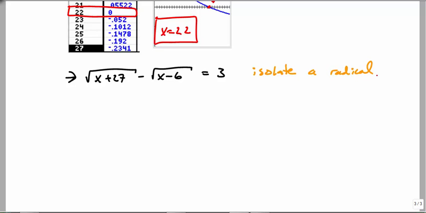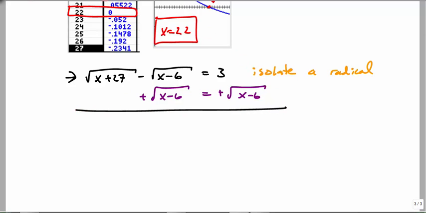So we could add the root x minus 6 across. Whoops, x minus 6. And again, whatever you do to one side, you do to the other. And what we see here then is on the left, this cancels, and I have indeed isolated that radical. Now I'm still going to square both sides. The right-hand side is going to get a little ugly when we square both sides. And of course, whatever you do to one side, you do to the other.